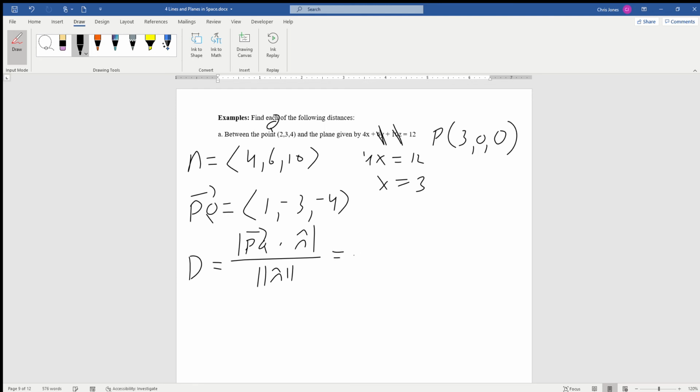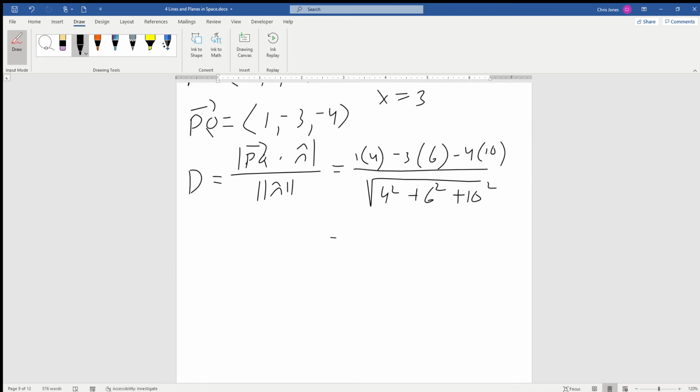That's pretty easy to find. PQ dot n is going to be 1 times 4, minus 3 times 6, minus 4 times 10. And then the magnitude of n is going to be the square root of 4 squared plus 6 squared plus 10 squared. A couple ways to write this solution. In the numerator, we have 4 minus 18, which is negative 14. Negative 14 minus 40 is going to be negative 54.